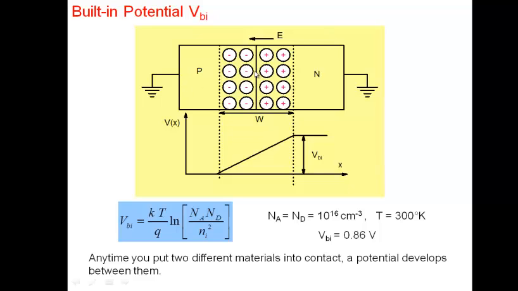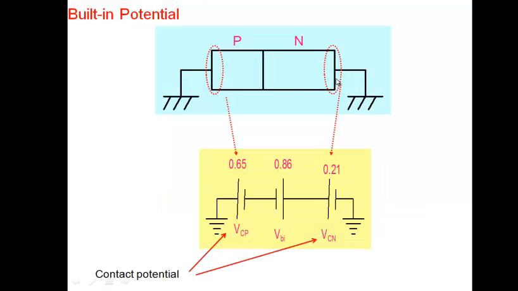Now, this picture is not complete because remember, we have taken P and N type, but how do I connect something to ground? I have a metal. I have a metal here and I have a metal here. So let's look at the complete picture here. I'm not going to go into the details, but you can see here, contact potential between P and N type is like this, 0.86. We said N-type is higher than P, 0.86.